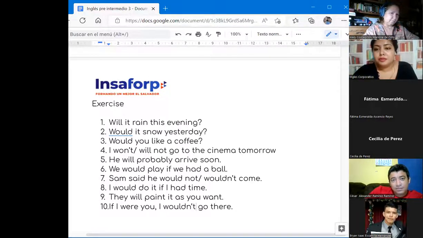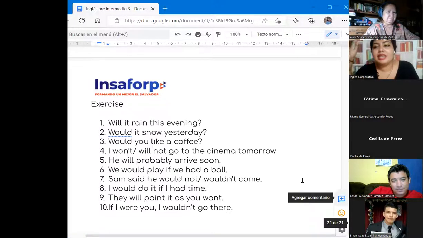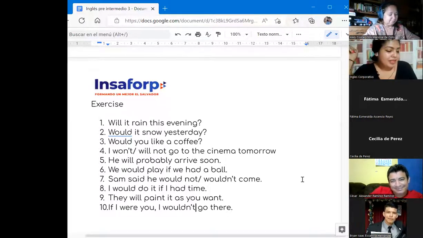Por rato nos quiere dejar, teacher. Es la hora, ya casi, ya casi. But necesitamos llegar al final.